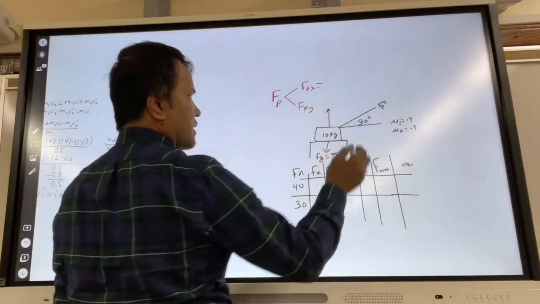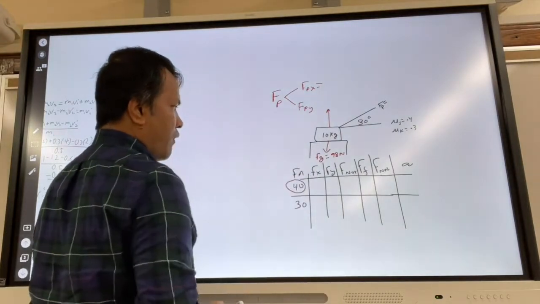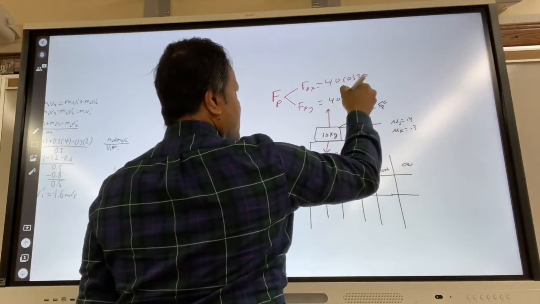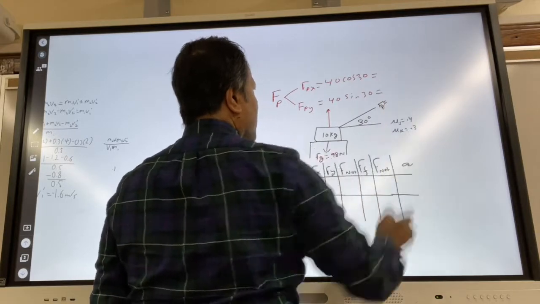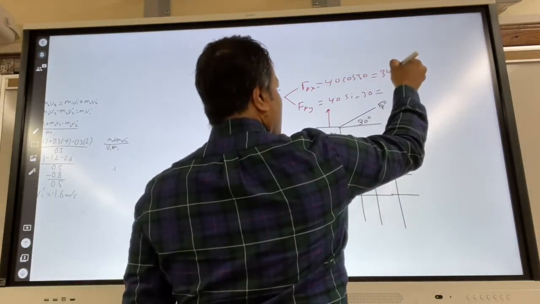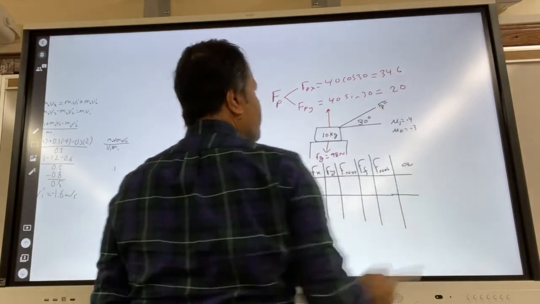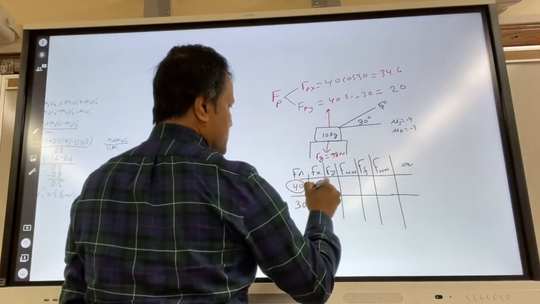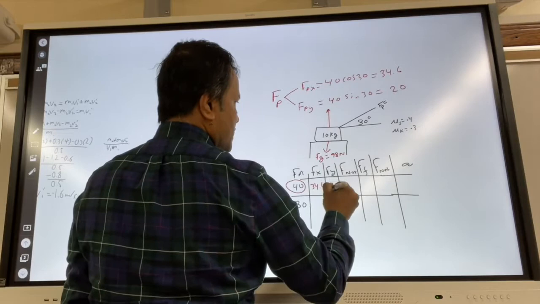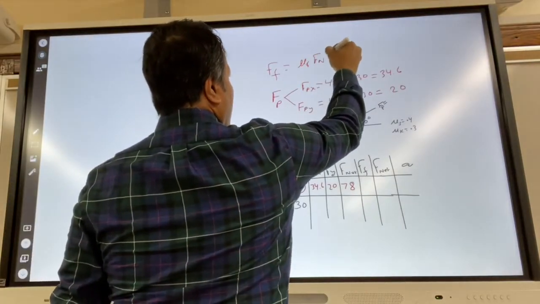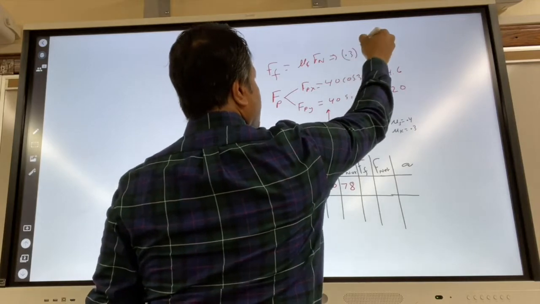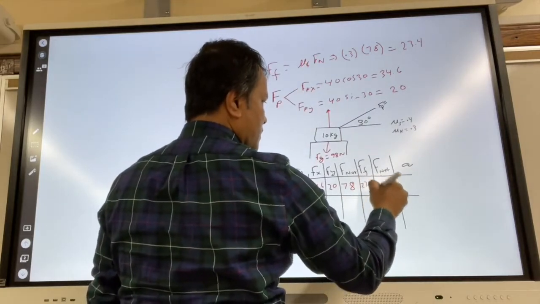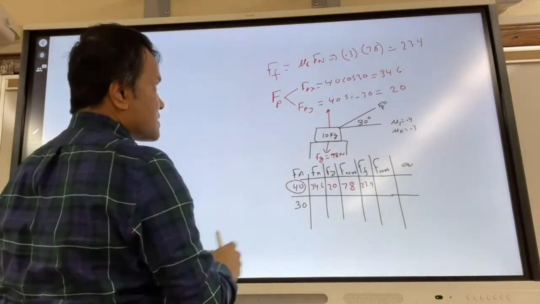So then I have this, let's start with 40 cosine 30 and 40 sine 30. 40 cosine 30 is 34.6, and 40 sine 30 is 20. Okay, so this is for 40, so the x is 34.6, y is 20. Fn, this would be 0.3 times 78.4, so this is 23.4.